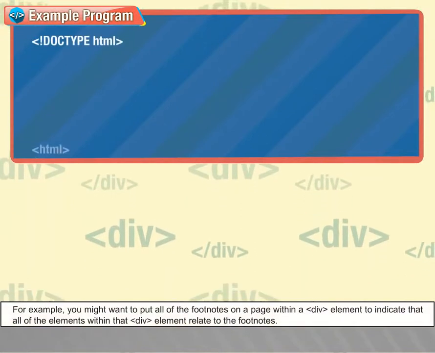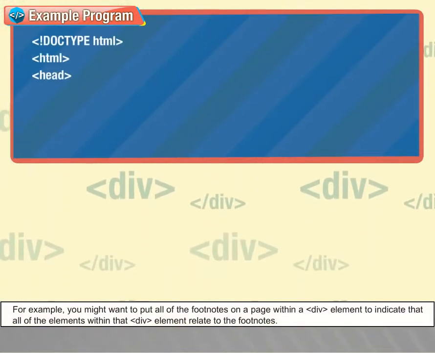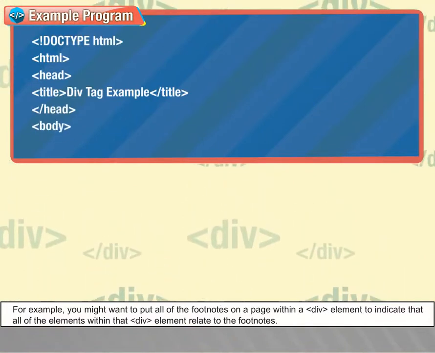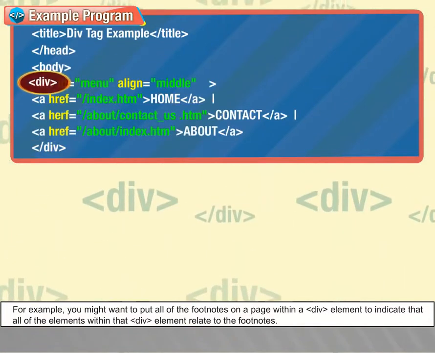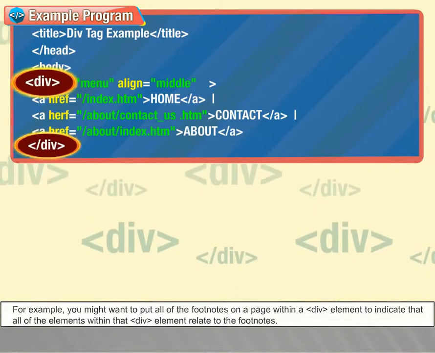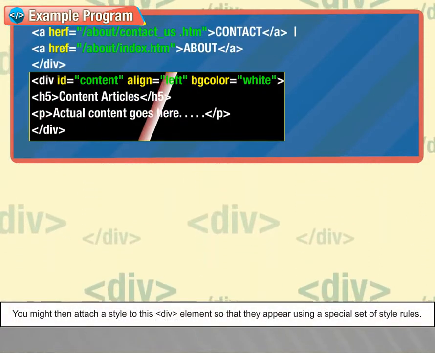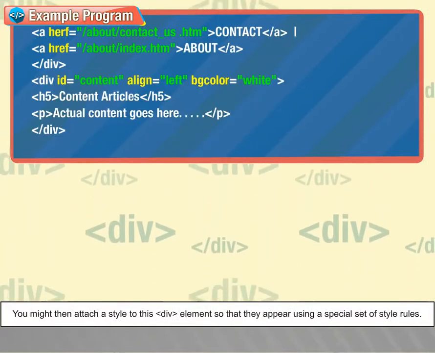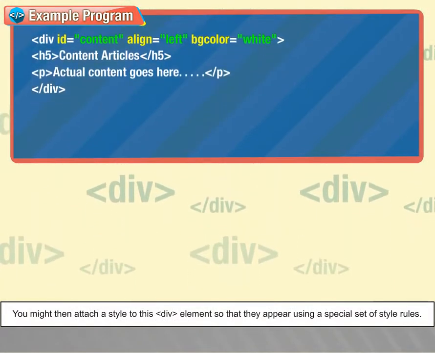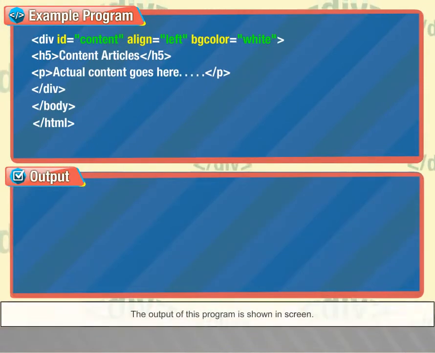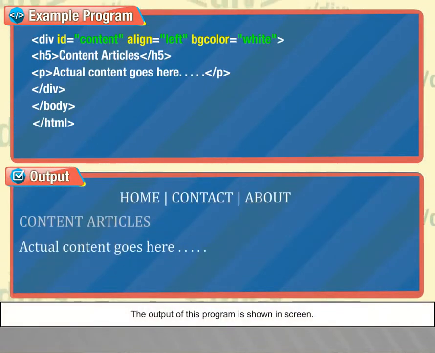For example, you might want to put all of the footnotes on a page within a div element to indicate that all of the elements within that div element relate to the footnotes. You might then attach a style to this div element so that they appear using a special set of style rules. The output of this program is shown on screen.